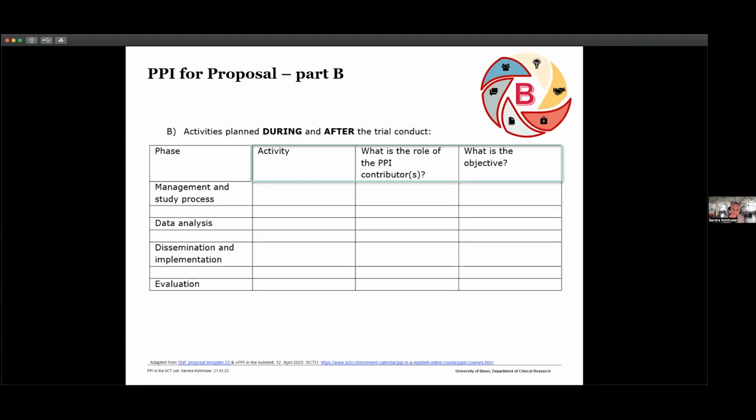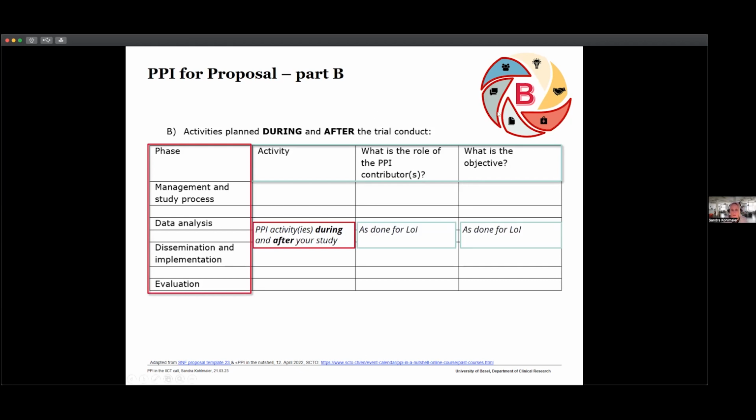And Part B looks like this: PPI activities planned during and after your clinical research project. They distinguish between the different phases, which you might recognize from before, and I will go through them again on the next slide. So what is your activity in the management, study process, data analysis, in the dissemination, and later after the trial, dissemination and evaluation.